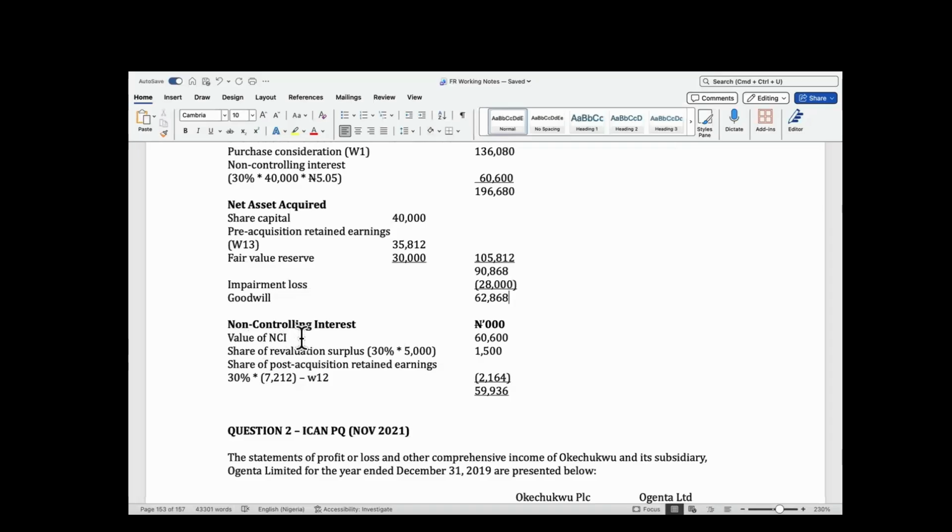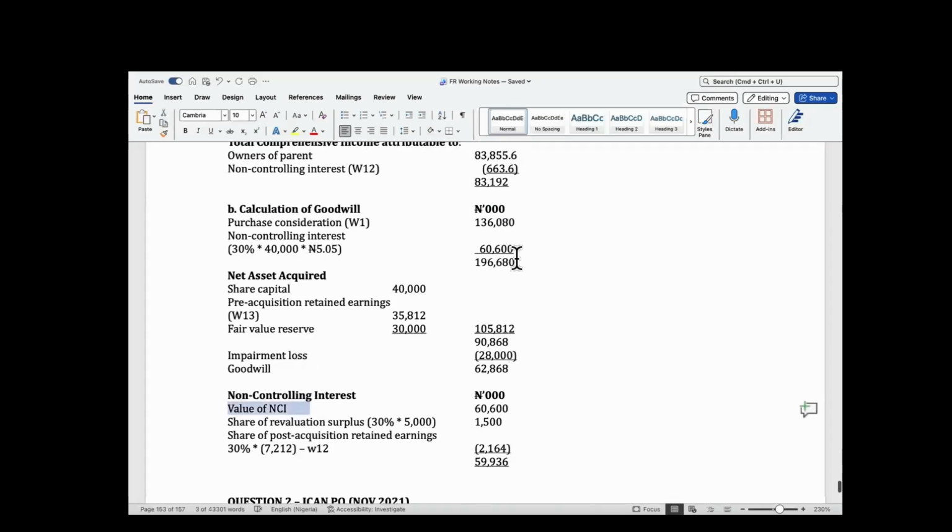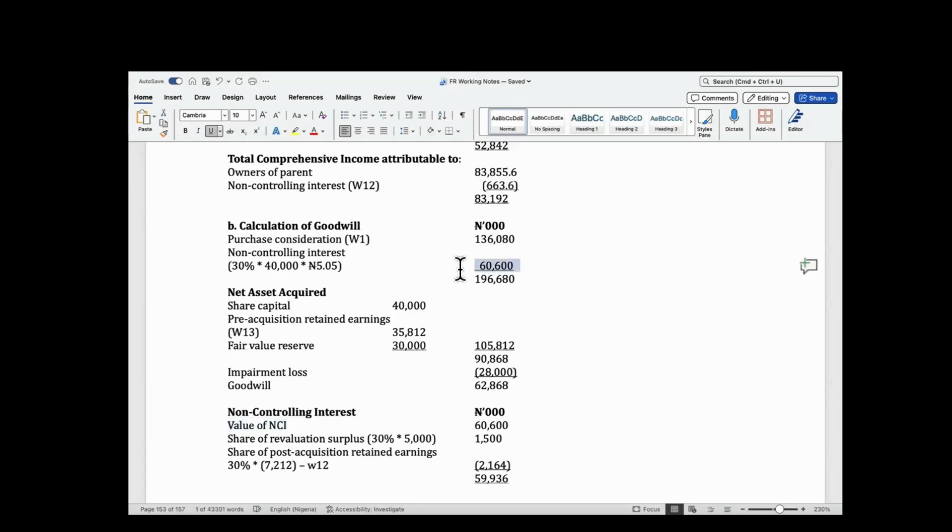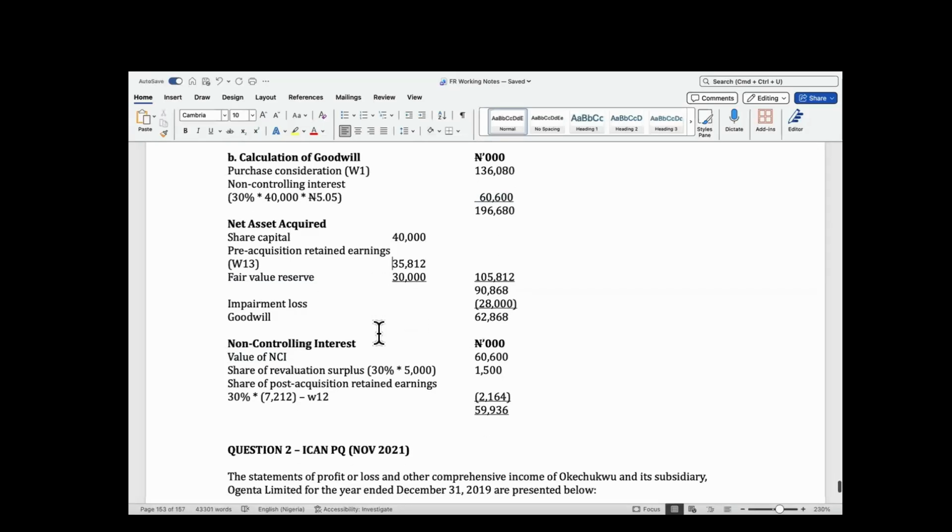Then my NCI, so value of NCI is this. I just usually pick it from here. Okay. So I wonder why you guys were getting confused when I was doing equity value and trying to get value of NCI, and I got net asset acquired and you're asking how did I know this pre. Why are you guys asking all these again? Whatever the pre is as at that date, we add to share capital. So value of NCI, 6,600. We pick up this.